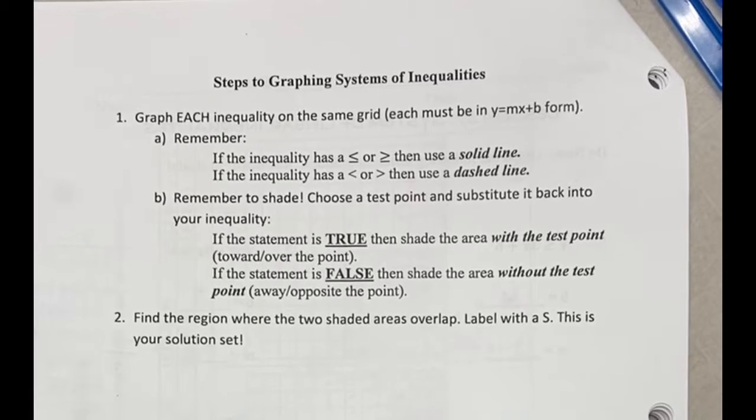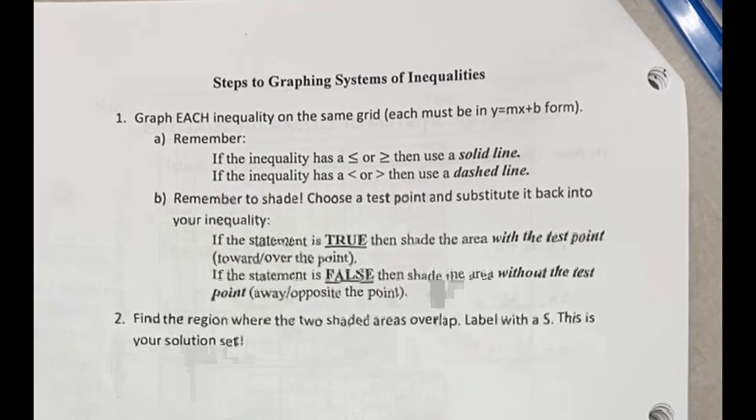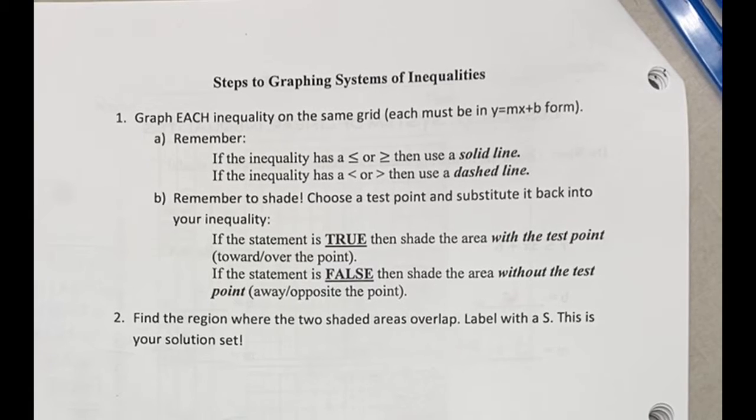So today we're going to be talking about how to graph a system of inequalities. So that means there's going to be more than one inequality graphed on our coordinate plane. So the way to do this, we're going to graph each inequality on the same grid, just as if they were alone. And remember, if it has a greater than or equal to or less than or equal to, we're using a solid line. If it has a less than or a greater than, we're using a dashed line. And then we're going to test our points and shade. Then where the 2 shaded areas overlap, that's going to be our solution set. So we're going to label that with an S.